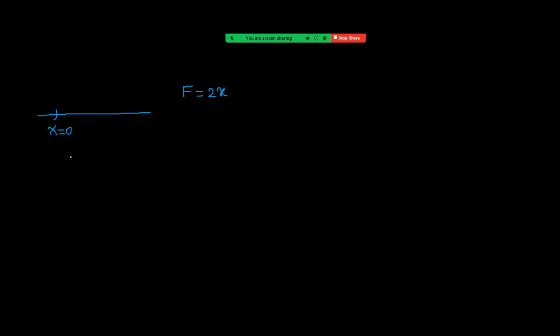Now see how we calculate. When it reaches x equal to 3, we have to calculate the work done. That means we know the displacement, 0 to 3, but force is not a constant. So see the definition: the integral of F bar dot ds bar.